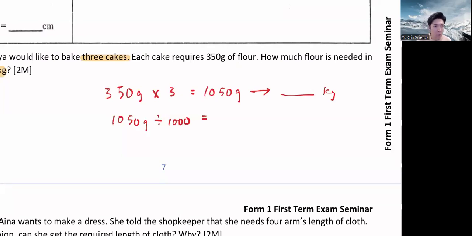Your primary school, that's just the easiest part of it. So 10 power of 0, 10 power of 3, 0 minus 3 equals to negative 3. Negative 3 means you jump to the left side 3 times, or I should say you divide 1,000. Isn't that the same thing? Right? You don't need lah. This one is logic lah. Everyone knows. So equals to 1.05 kg.